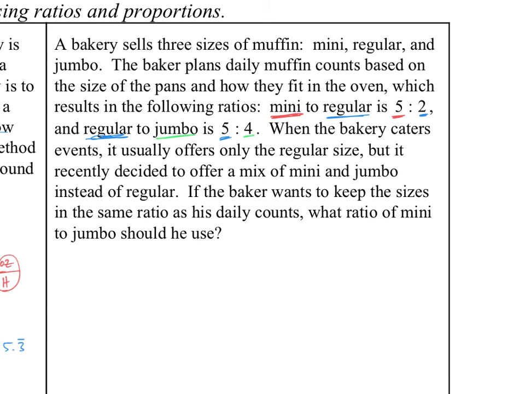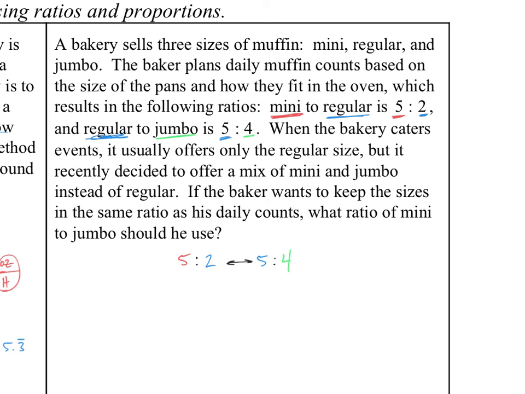So when I put these two ratios side by side, you're going to see that it's very useful if I want to convert minis to regulars or regulars to jumbos, but it doesn't help me convert mini muffins to jumbo muffins. So what would be really nice is if I had some consistent metric to use for my regular muffins so that I could say some number of mini muffins is equivalent to some number of jumbo muffins. And that's what they're essentially asking us to do here. So what I'd like to do is re-represent these ratios in such a way that the amount of regular muffins is the same in each ratio.